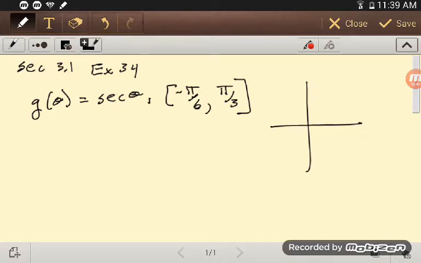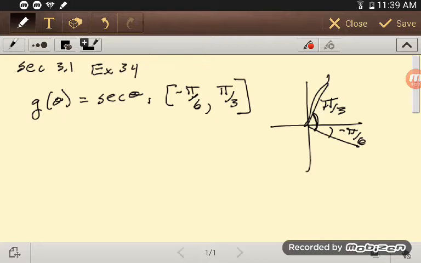We have a minus pi over 6, which is about 30 degrees there. Minus pi over 6 up to pi over 3, which is 60 degrees. It really is 60 degrees. Don't know why I said about. But so we're looking at this total of 90 degrees in there for our interval.